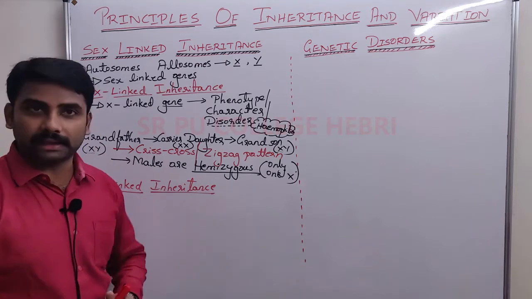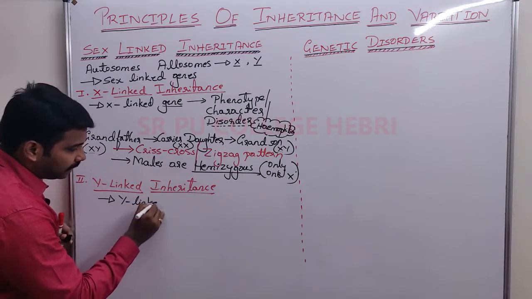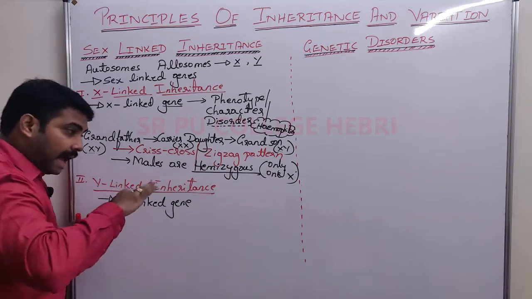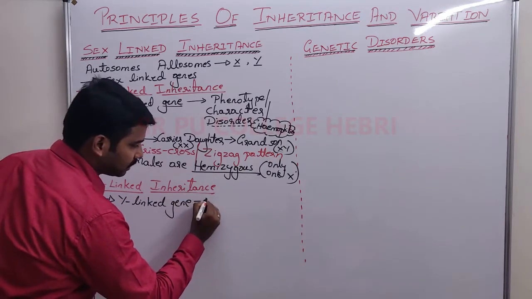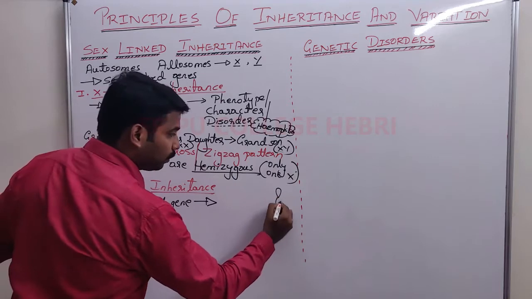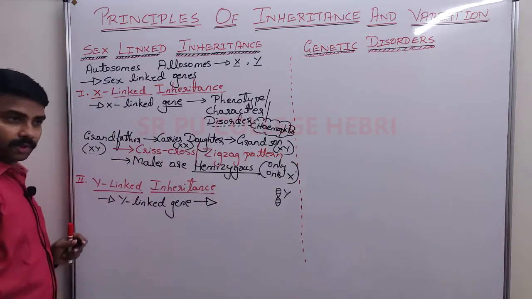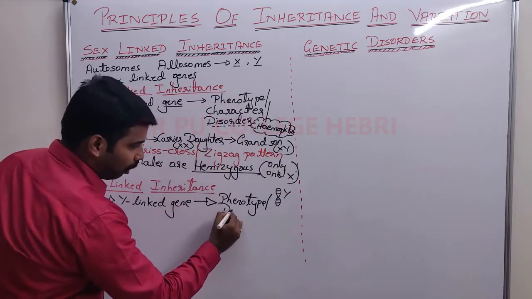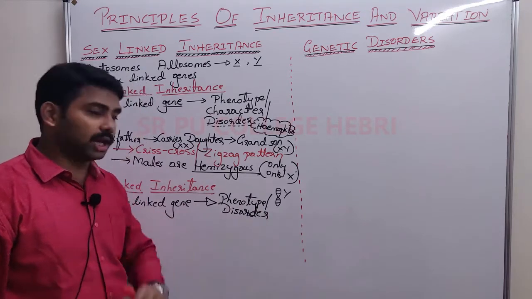What do you mean by Y-linked inheritance? Genes present on the Y chromosome are called what? Y-linked genes. Genes present on the Y chromosome are called Y-linked genes, and their inheritance phenomenon is called Y-linked inheritance. Any gene that is present on the Y chromosome, we call it the Y-linked gene. There are different genes, right, which are responsible for what? A phenotype, or I can say a character. In it we can see a normal phenotype or an abnormal phenotype or disorder.